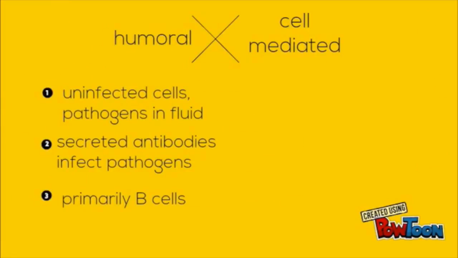The humoral response involves B cells that are able to proliferate into plasma and memory cells. Their plasma form secretes antibodies that obstruct pathogen function. The humoral response approaches cells that are uninfected by pathogens.